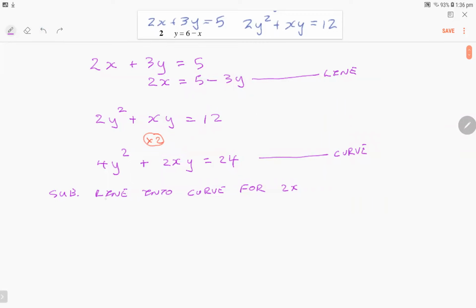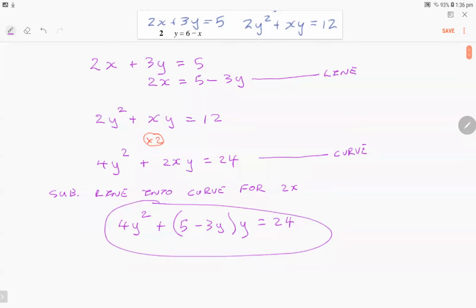So when I do that, this is going to change in this equation. Everything else remains the same. So I'm going to get 4y squared plus, with the 2x, I'm going to put 5 minus 3y, put back the y beside it, equals 24. So I know about quadratic, just that this is now a quadratic in the y values. So it means that I'm now finding the y values first. So since I'm finding the y values first, when I'm finished, I have to go back and find the x values.